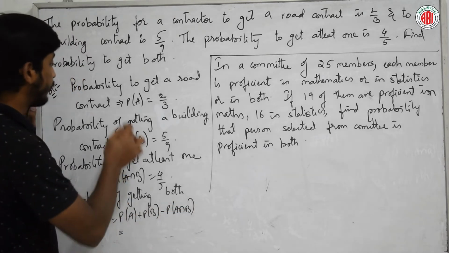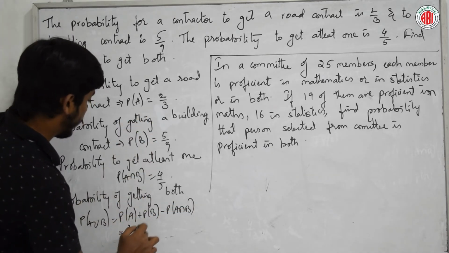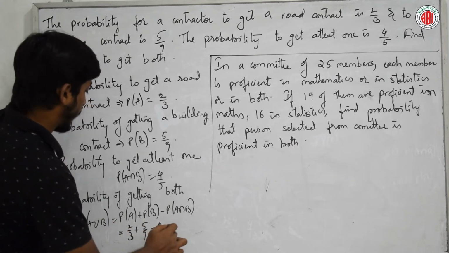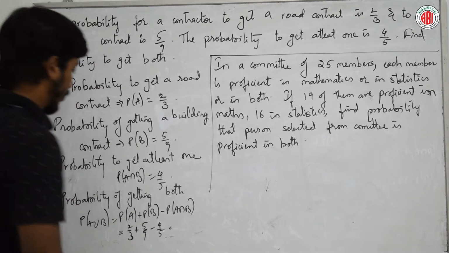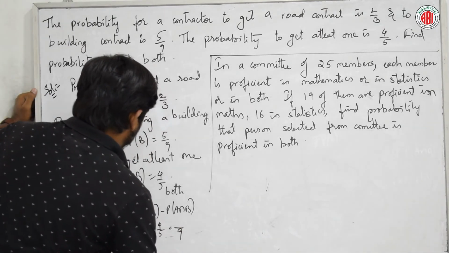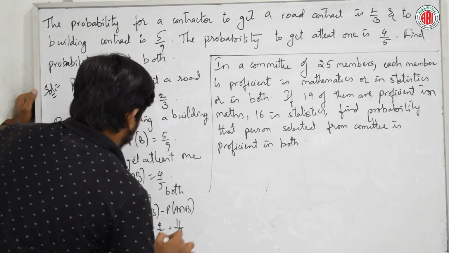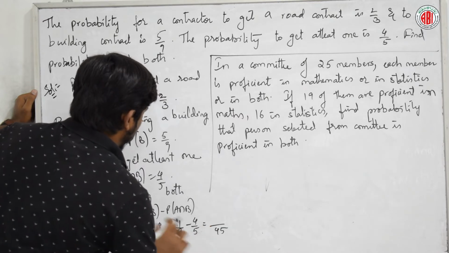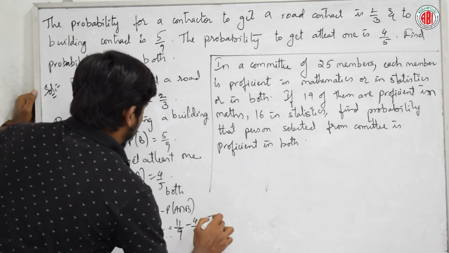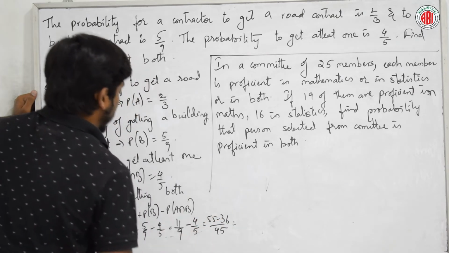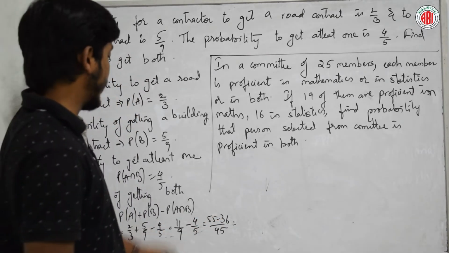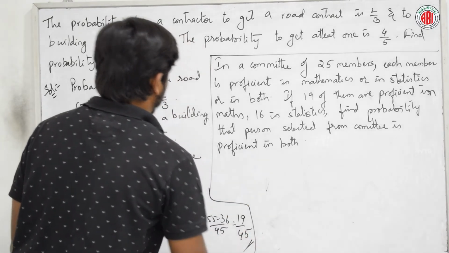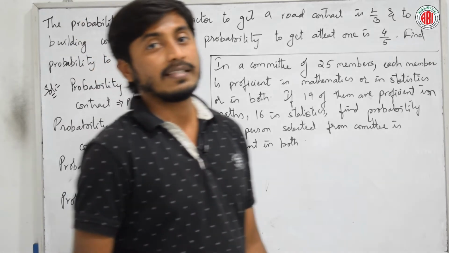What is it? 2 by 3 plus 5 by 9 minus 4 by 5. If I take LCM for both of these, that will be 3 2s are 6 plus 5, that is 11 by 9, minus 4 by 5. If I take LCM, it is 45, 11 5s are 55 minus 36. 55 minus 36, how much is it? 19 by 45. This is my answer. Is it right?